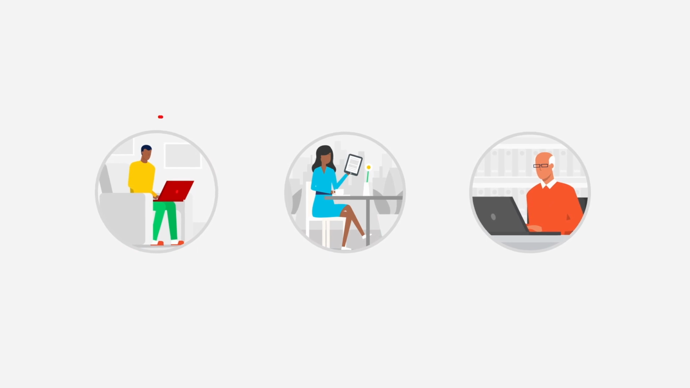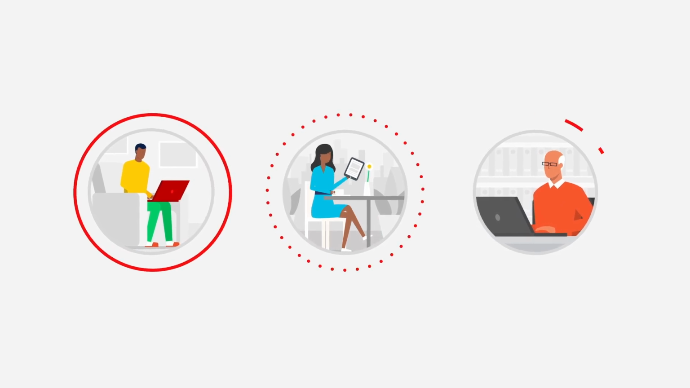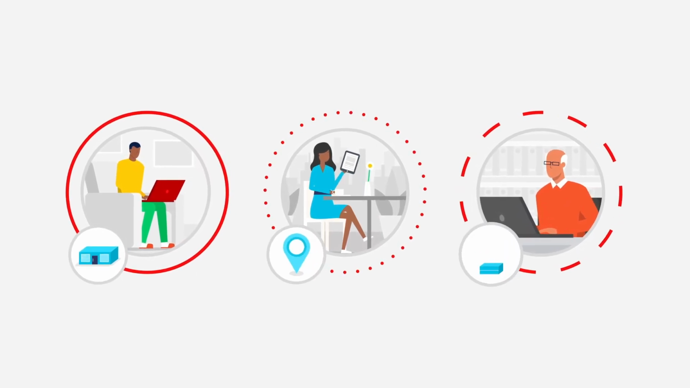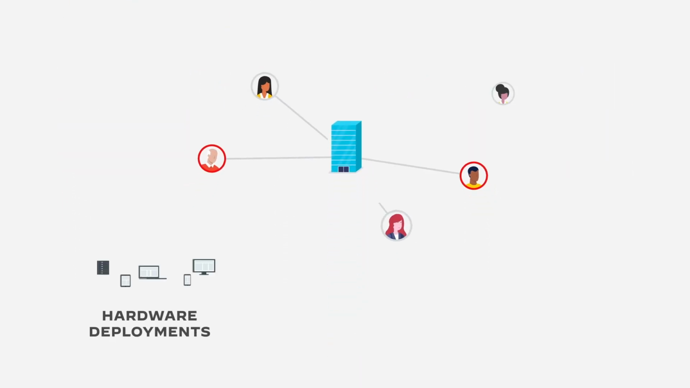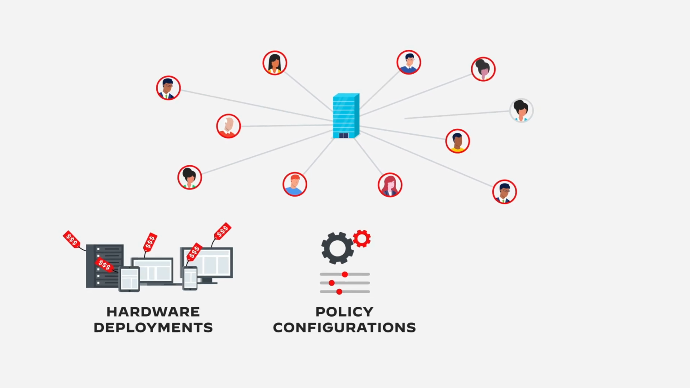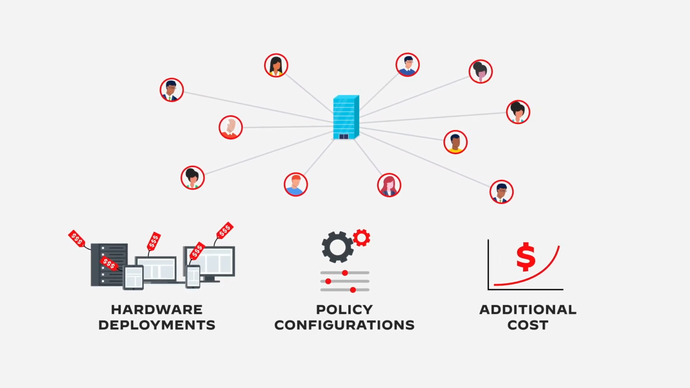data. Traditional piecemeal access and security solutions provide incomplete and inconsistent security enforcement for branch, mobile, and headquarters-based employees and contractors. Finally, access is hard to scale without additional hardware deployments, complex policy configurations, and other costly add-ons. It's time for a new model.